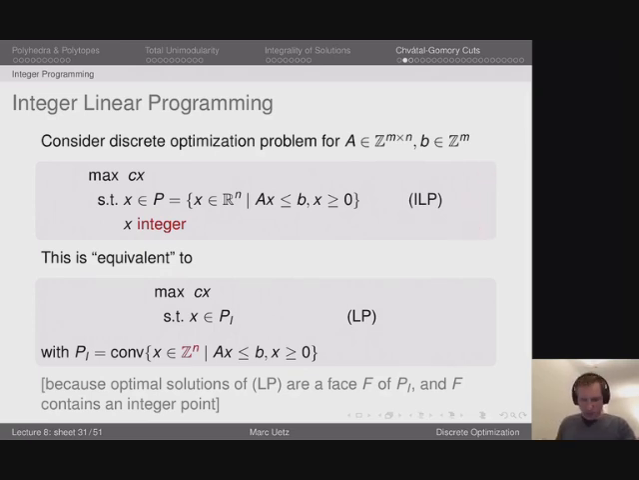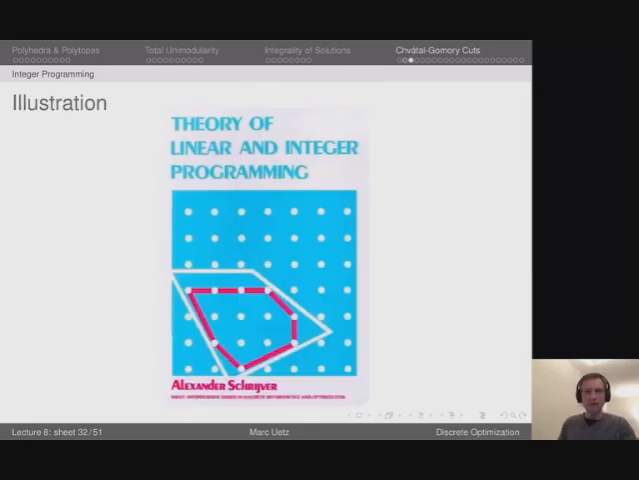The big trouble, of course, is that I do not have an explicit description of this set Pi here, right? That's the convex hull of all the feasible integer points. And in general, I do not have this description. And the best way to make that very explicit is by a picture, and that is actually the cover of the book by Lex Schrijver on integer programming.